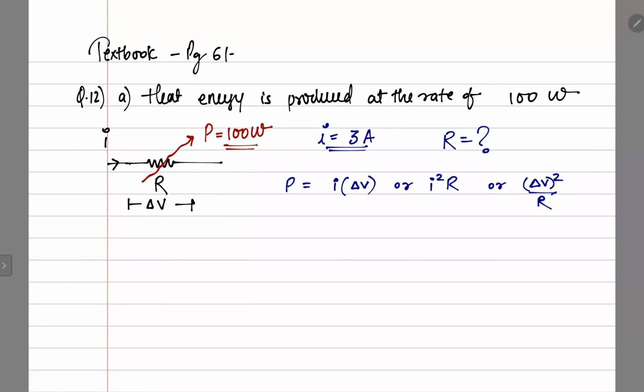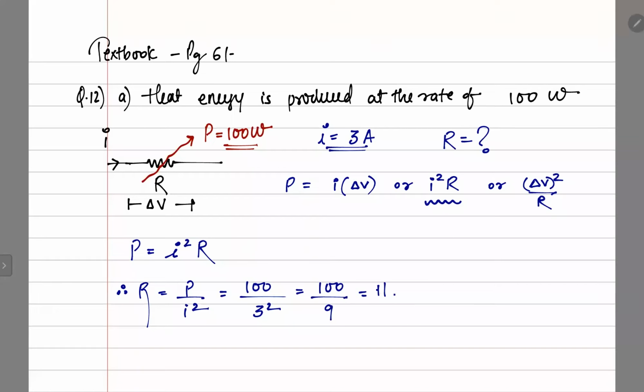तुम लोग मुझे बताओ कि मैं कौन सा चूज करूं. Which formula is the most suitable formula in this case? The formula is I square R. Very beautiful. So I will choose I square R. So I have the formula power is equal to I square R and I will input the value. Therefore यहाँ से resistance is equal to power upon I square and power is 100 watt. I square is 3 square which is 9, so 100 upon 9 which is 11.11 ohm. So your resistance turns out to be approximately 11 ohm.